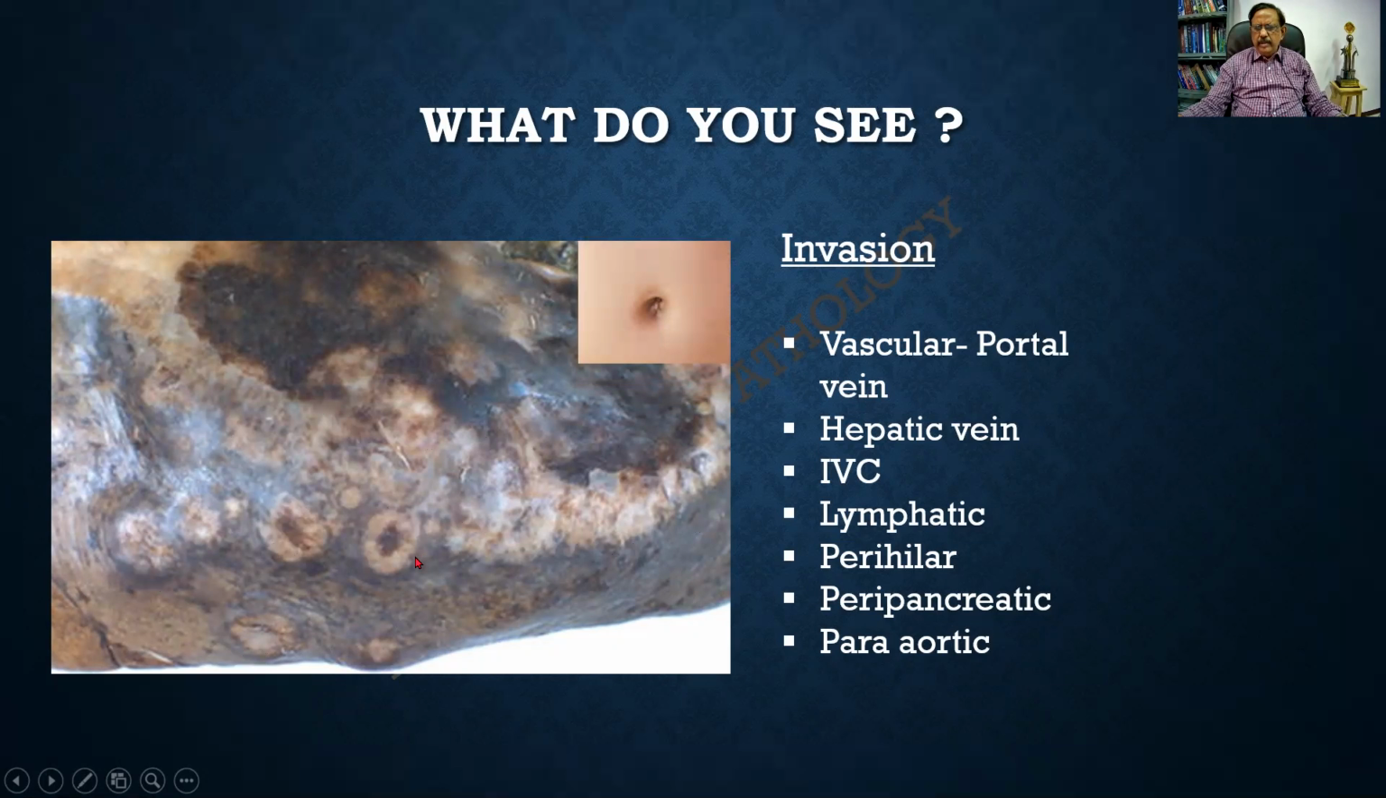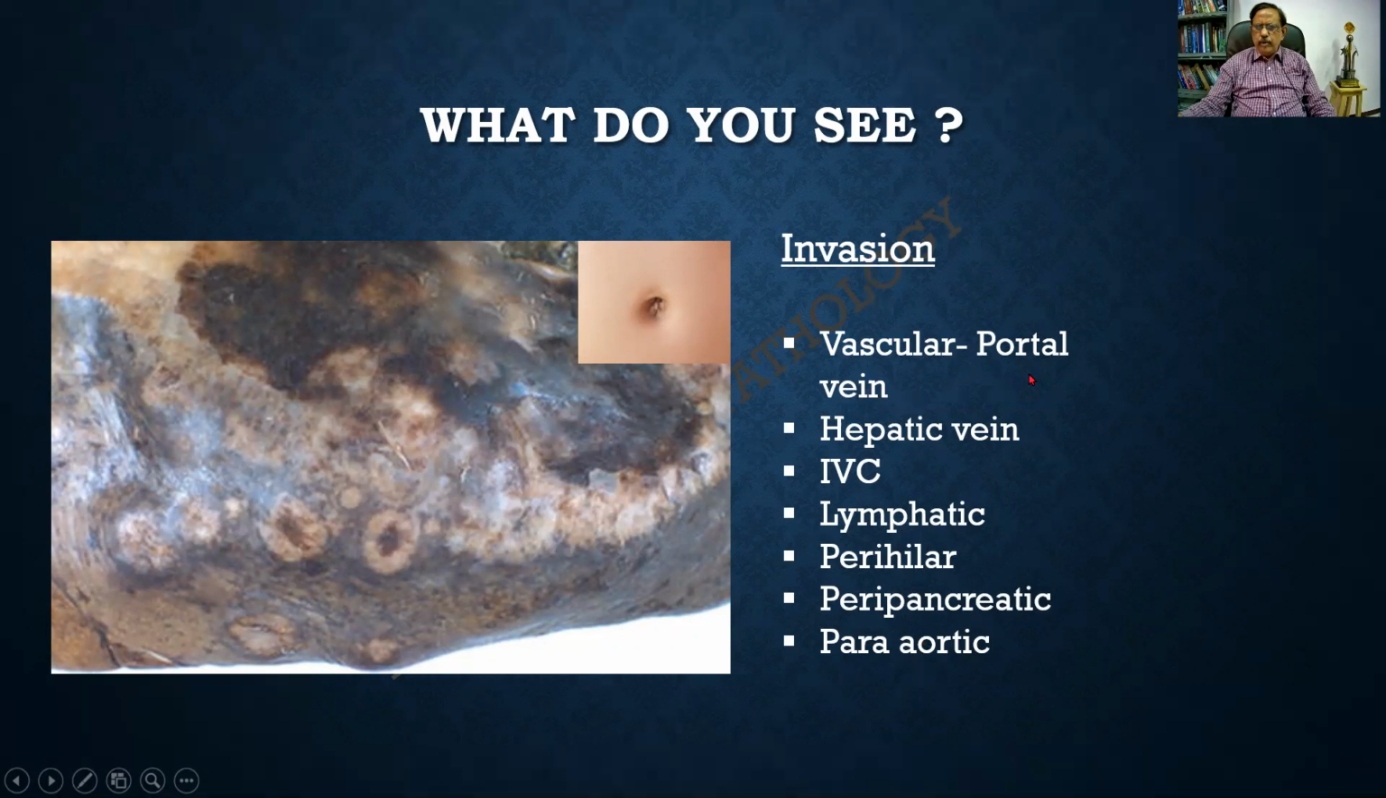If you cannot identify this, I hope you people will be able to identify this, the umbilicus. So I find an umbilicus-like dipping. This is called umbilication, the dipping due to fibrosis and necrosis, classical of hepatocellular carcinoma. And what are all the routes of spread?